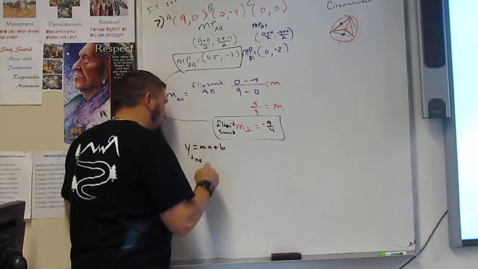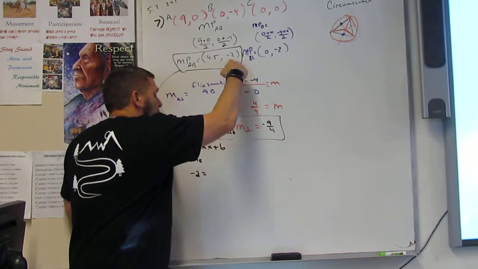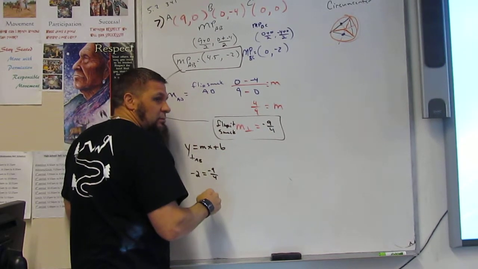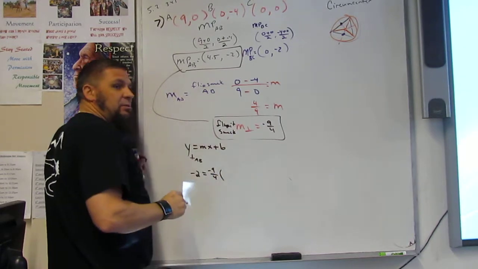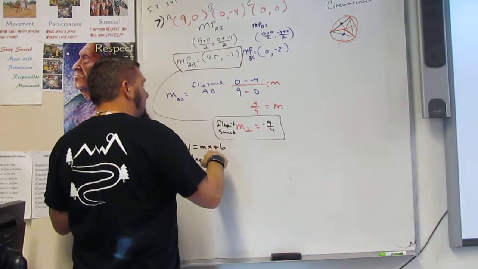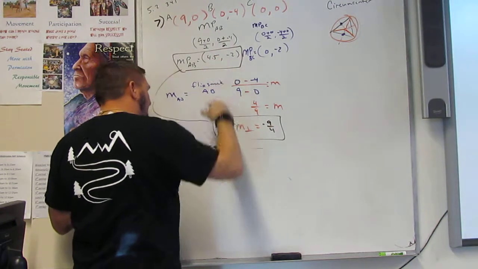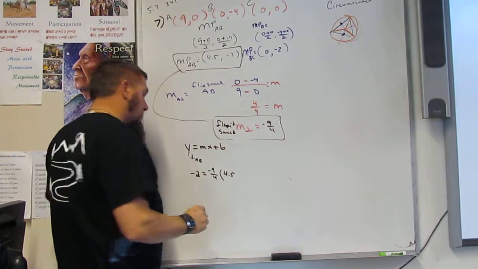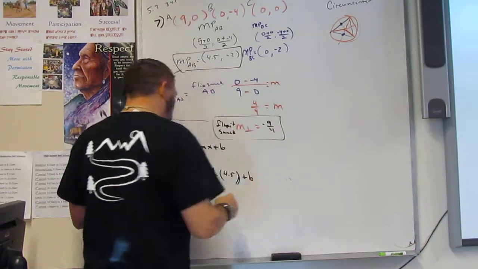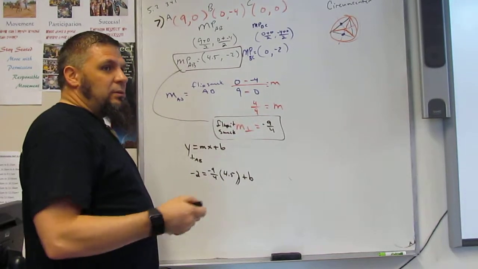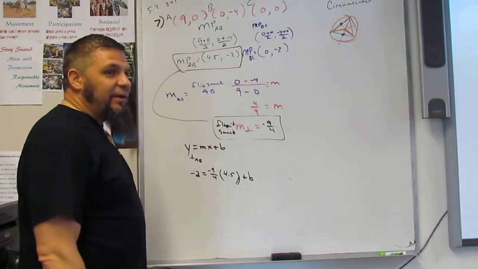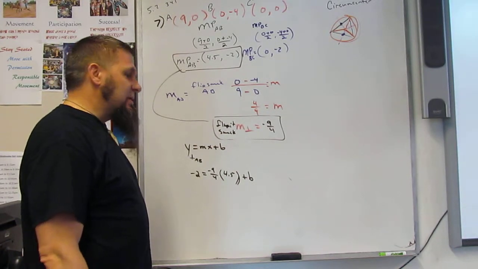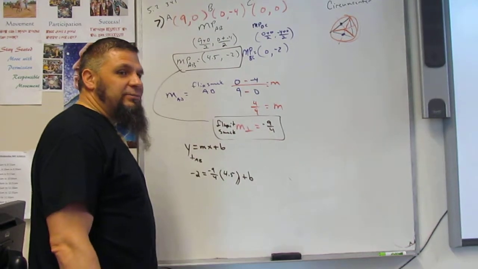Okay? So I just plug this in. Y, negative 2, equals M, negative 9 over 4, times X, 4.5, right? Plus B. Nasty. 4.5. Well, half of 9, that's 4.5. Oh my gosh, this is going to come out nasty. Not fun, not fun, not fun.